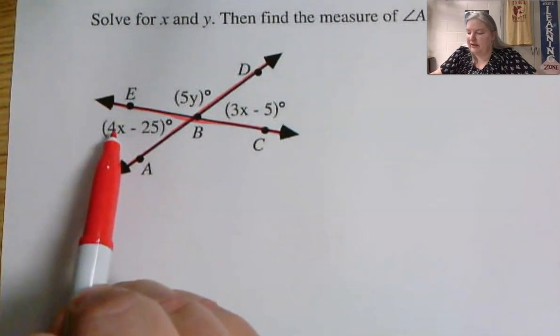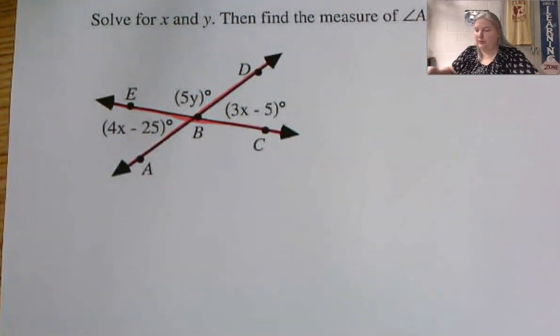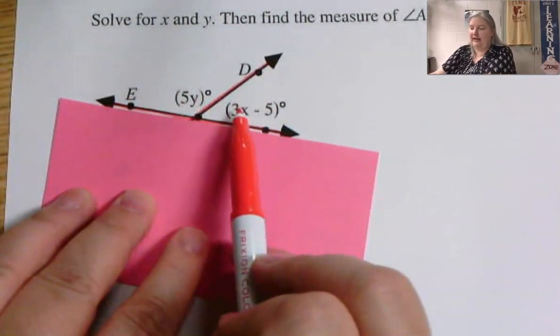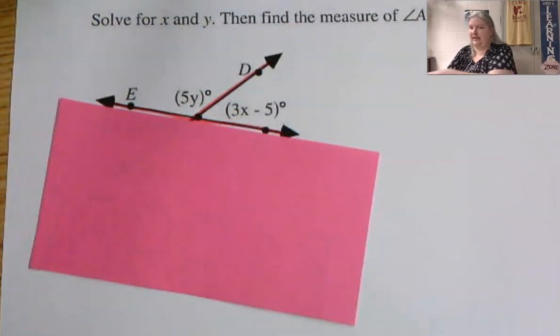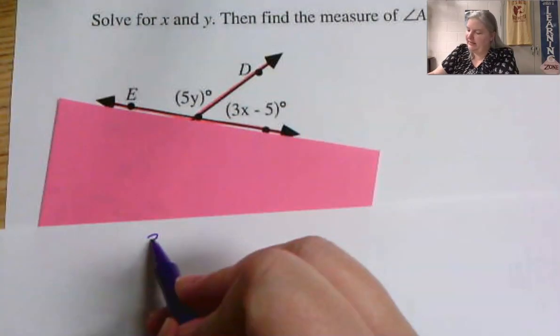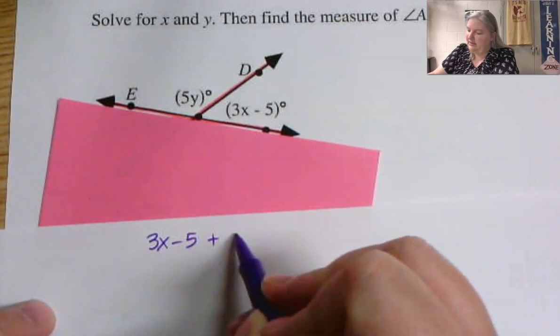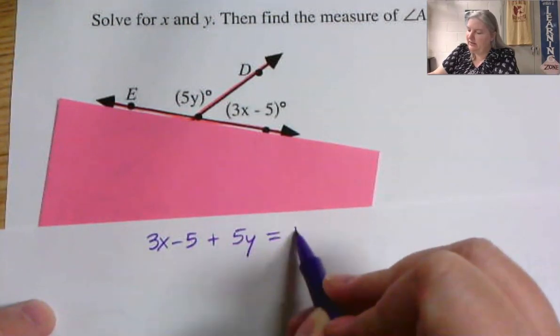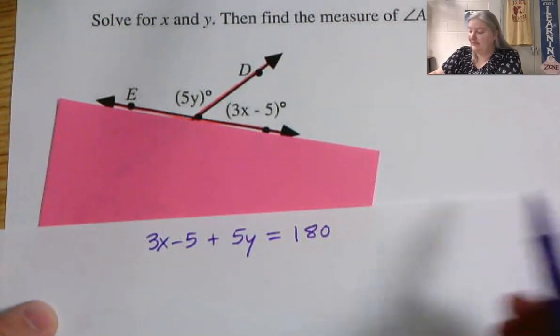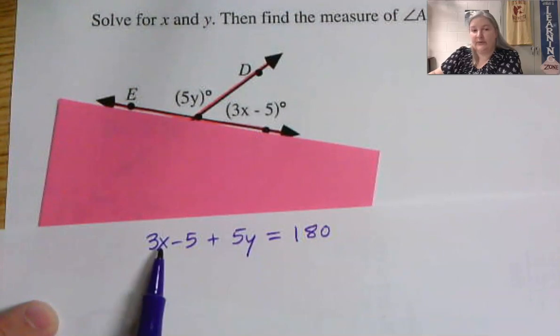But notice I have two different variables. So while it's true that I could say these two add up to 180, let's go ahead and say that. It's perfectly true for me to say that 3x minus 5 plus 5y equals 180. Well, that's a perfectly true statement. It doesn't help me that much right now because I've got two different variables, an x and a y, with only one equation. If I wanted to solve for two different variables at the same time, I would have to have two equations, and we call that a system of equations.